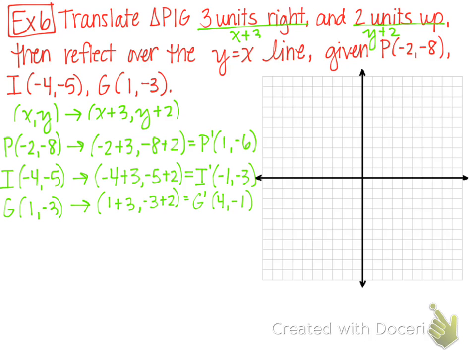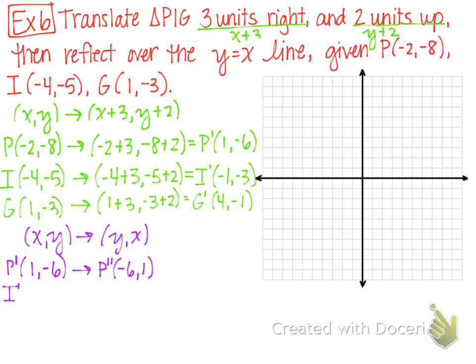Okay, so we've taken care of translating it. Now we've got to reflect it. If you look back at your chart, to reflect this, we have (x, y) and we just flip our X's and our Y's. So don't forget, we're picking up where we left off. We're starting with these points this time. P prime was at (1, -6). So our new P, P prime prime, is (-6, 1).